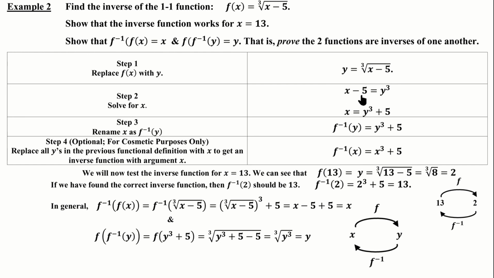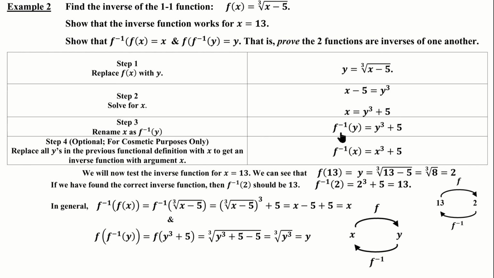All right, so now we're going to move the -5 to the other side. So we get x equals y cubed plus 5. And we now just replace x with f inverse of y. So here we have our inverse, but remember, oftentimes in textbooks, in my math lab, etc., they're going to expect you to give the answer with x as the input. So now just replace all the y's with x's.